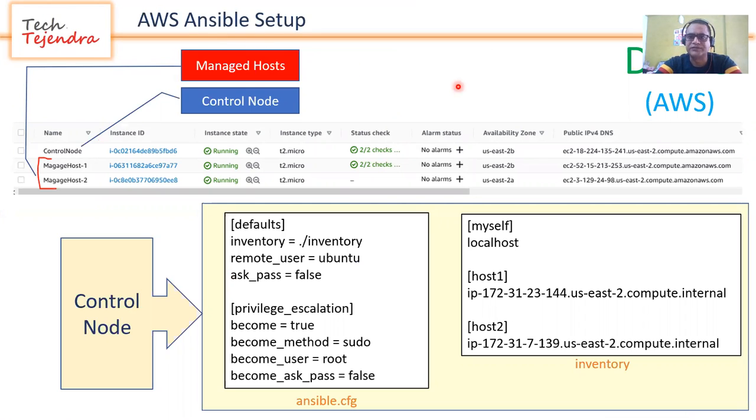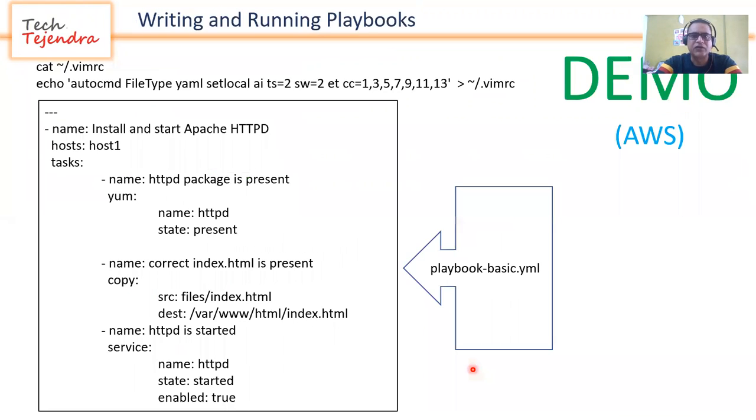So this is our AWS Ansible setup. We have set up our Ansible environment in the AWS cloud for demo purposes for this whole series. For this, I have set up a control node in AWS, and I have set up managed host 1 and managed host 2. All are using Ubuntu as the OS, and all are in the same AWS cloud. Inside our control node, this is our Ansible configuration file, and this is our inventory file we are using. If you want to learn more about configurations and inventory, you can follow my previous videos, part 1, part 2, and part 3.